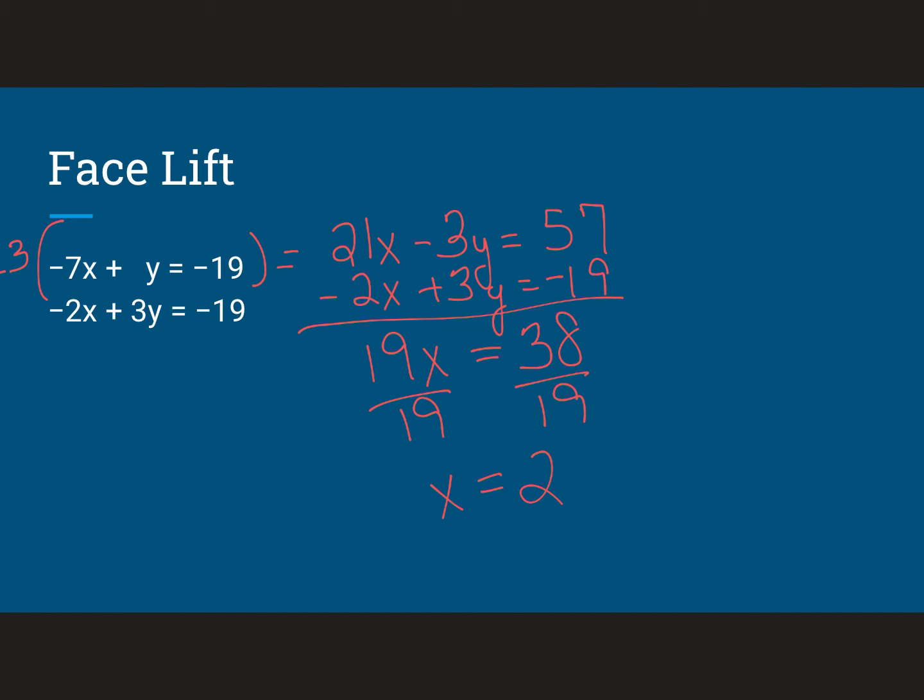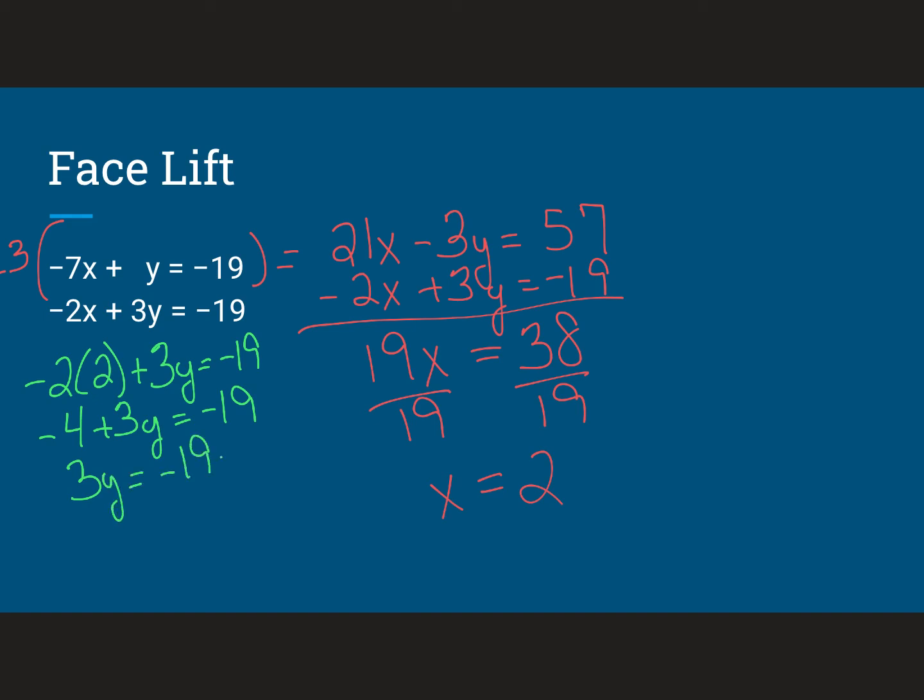Once I have x equals 2, again, I'm putting it back into one of my original equations. So I have negative 2 times 2 plus 3y equals negative 19. So negative 4 plus 3y equals negative 19. Add 4 to both sides, so I have 3y equals negative 19 plus 4. So 3y equals negative 15. Divide both sides by 3. And I get y equals negative 5. That means for this one, my answer is going to be 2, negative 5.